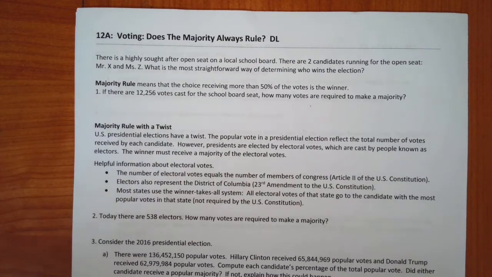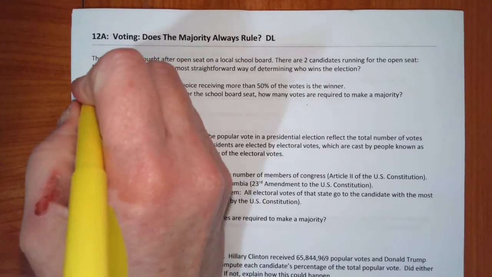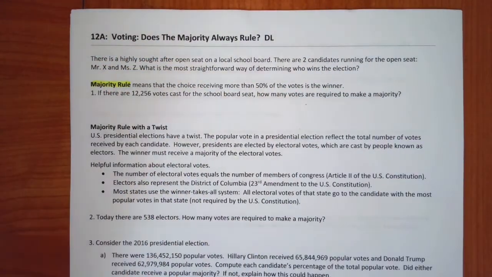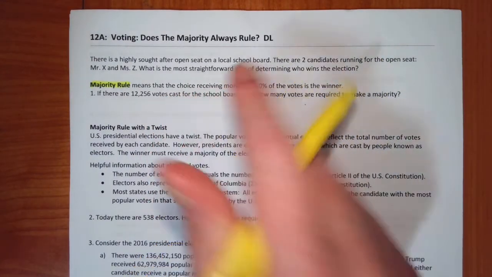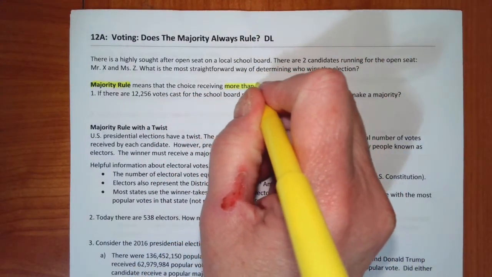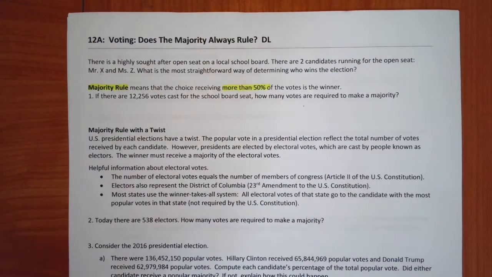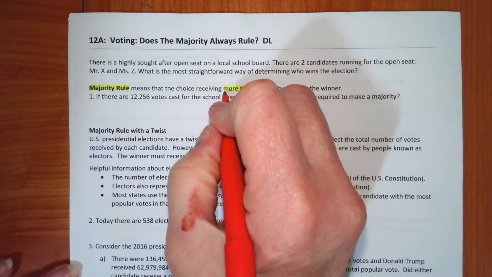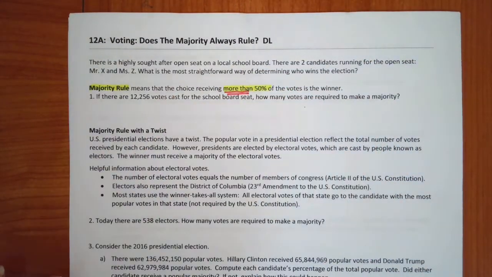Well, one of the most straightforward ways is just majority rule. But majority rule means that the choice receiving more than 50% is the winner. And this is really important, it is more than 50%. So if they get exactly 50%, they are not a winner. Okay, so if there are 12,256 votes cast for the school board seat, how many votes are required to make a majority?